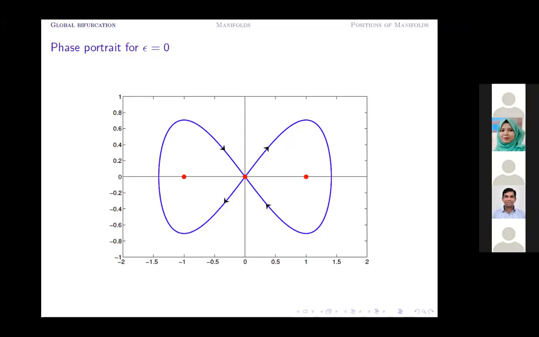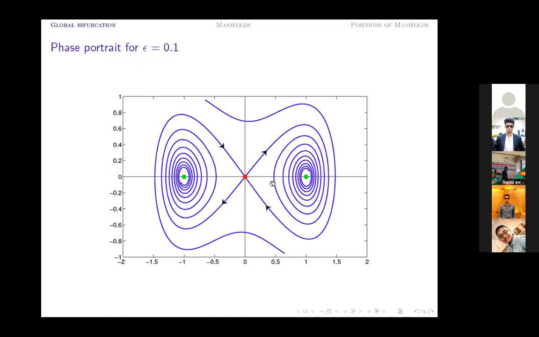Now, if you change the parameter value from epsilon equal to 0 to epsilon equal to 0.1, then you can find these are stable equilibrium points. And now you can observe that the unstable manifold, which is emerging from this point, is going to converge after a couple of rotations to the stable equilibrium point here, and also this one is going to converge at this particular equilibrium point, and these two remain the stable manifold.